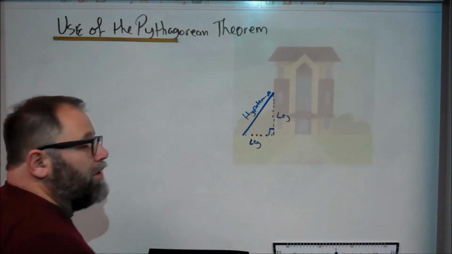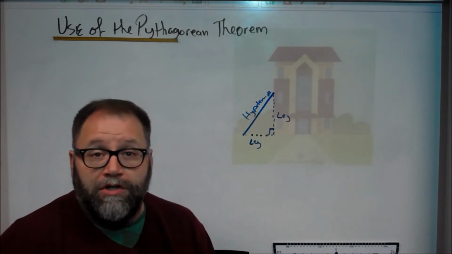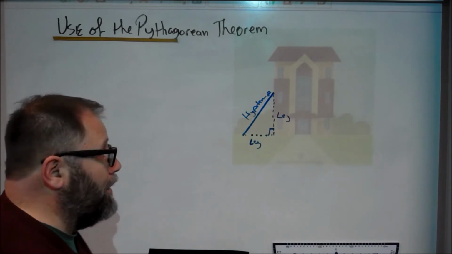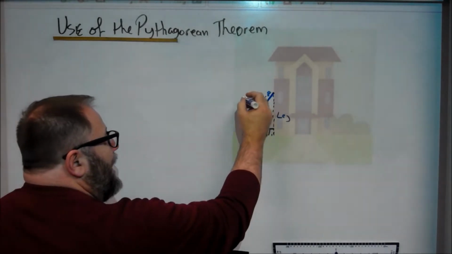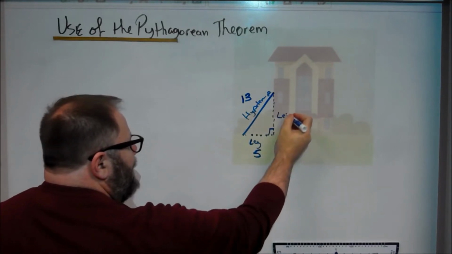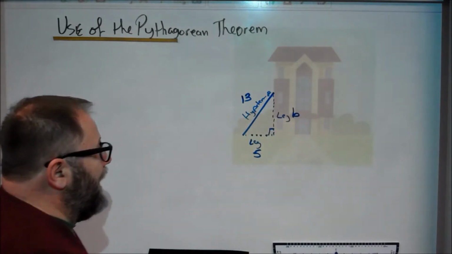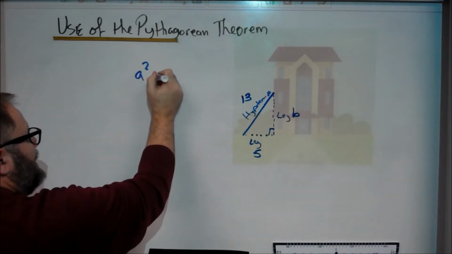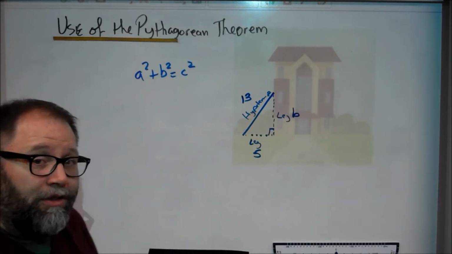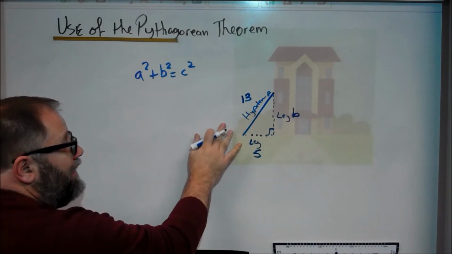In these problems, what we're going to be given is two of those values, and then we solve for the third. So we get another chance to practice with that Pythagorean theorem. In this case, let's say the hypotenuse was 13, and this leg was 5, and this one we don't know. We'll just call it b for now. So I've got a squared plus b squared equals c squared. That's our Pythagorean theorem. We know that.